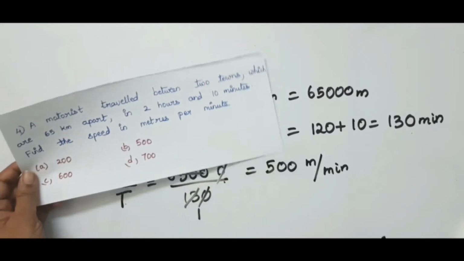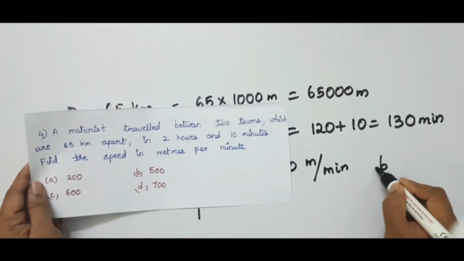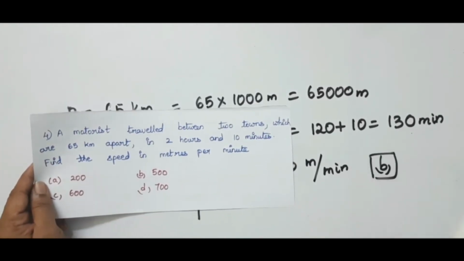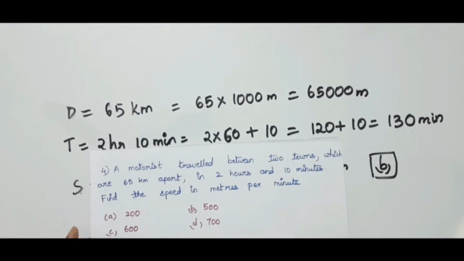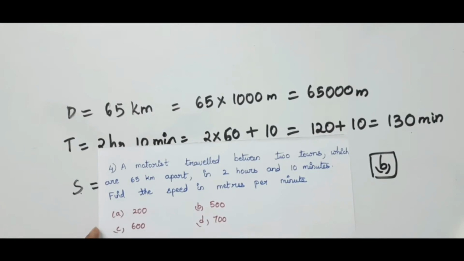Let us go to the options and check where it is. It is option B. So whenever they give the distance and time, first check in which units they are and find the required speed in those units. You will get the correct answer.